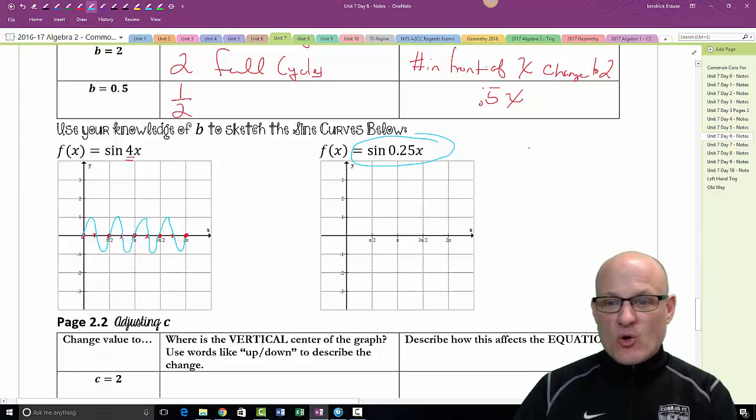A quarter. That means I'm a quarter of the way around the circle. That's at 90 degrees, so I'm going to end at 90 degrees. Now at 90 degrees, sine is 1. So I'm going to finish here. I'm going to start here. I'm going to finish there.